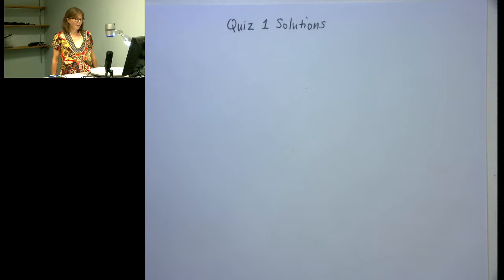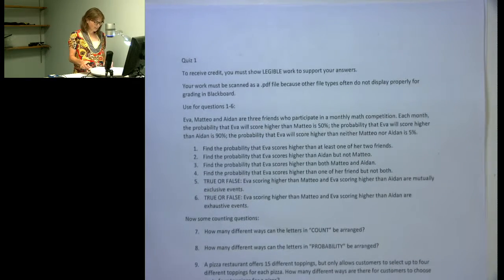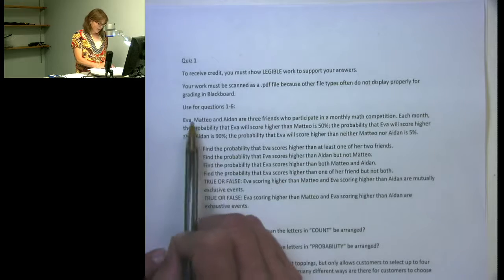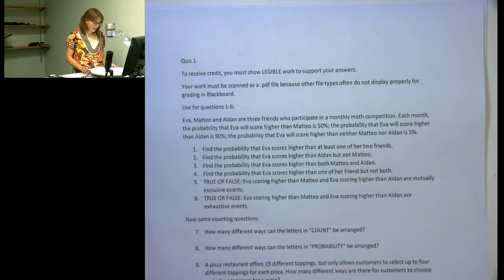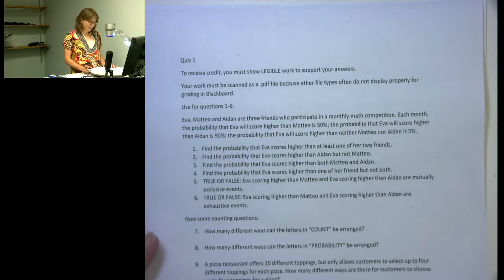Okay, welcome. Today we are going to work through the solutions to the first quiz. So the quiz scenario for the first 6 questions, we have Eva, Mateo, and Aiden are 3 friends who participate in a monthly math competition. Each month the probability that Eva will score higher than Mateo is 50%. The probability that Eva will score higher than Aiden is 90%. And the probability that Eva will score higher than neither Mateo nor Aiden is 5%.